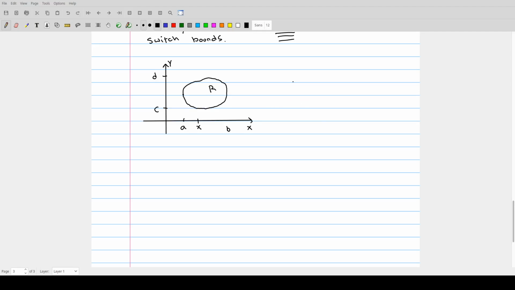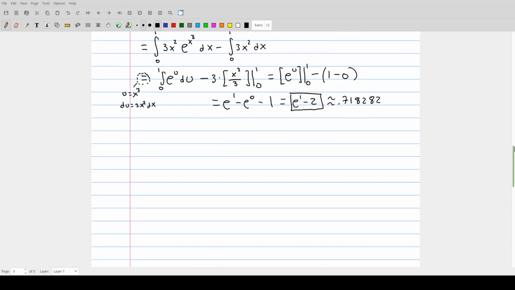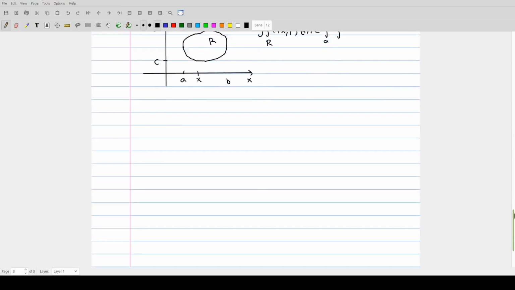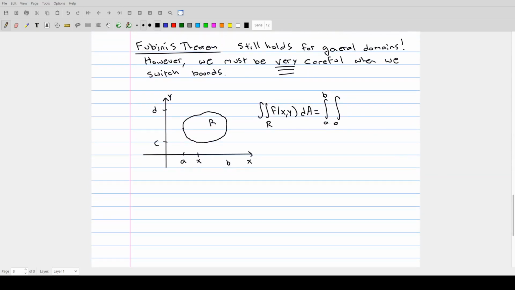And the idea here is, if before we had that the double integral over R of f of x y dA was the integral from a to b of the integral from, I think the lower bound was g of x, the upper bound was h of x. So g of x to h of x of the function f of x y dy dx.